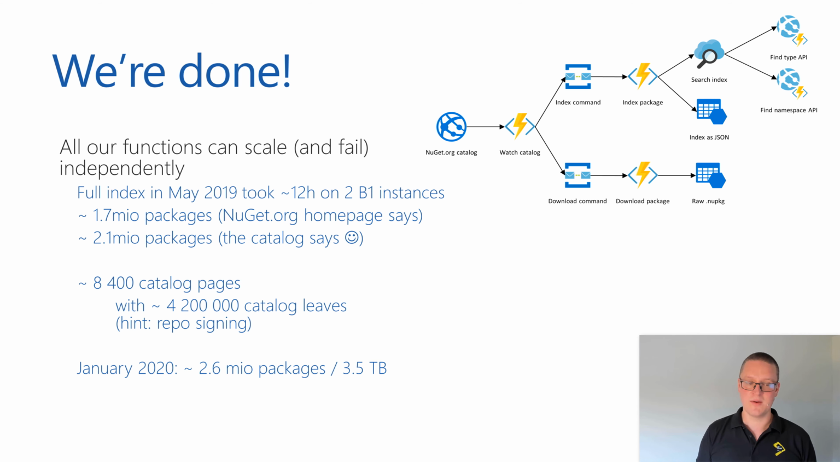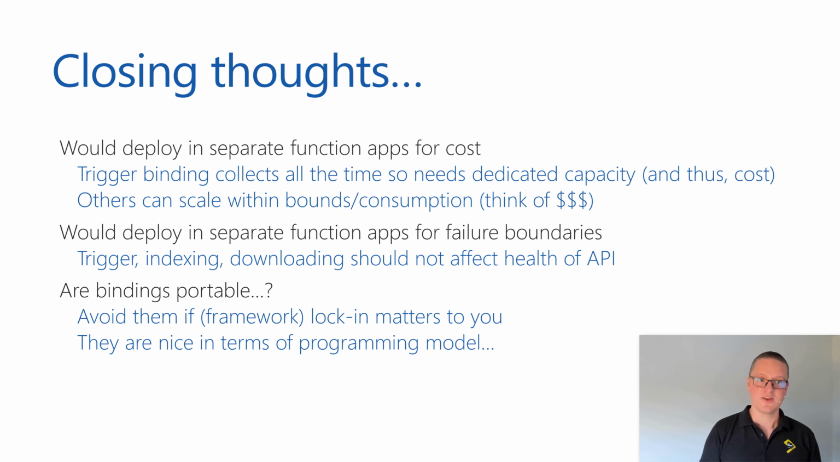There were 8,400 catalog pages with close to 4.2 million catalog leaves, which makes sense because NuGet essentially updated all of the packages. So 4,200,000 is roughly twice 2.1 million packages in the catalog. So it makes sense with that repository signing. And the last time I checked the storage accounts in January this year, I found 2.6 million packages, good for 3.5 terabytes of data. Some closing thoughts before I end and wrap up this presentation.